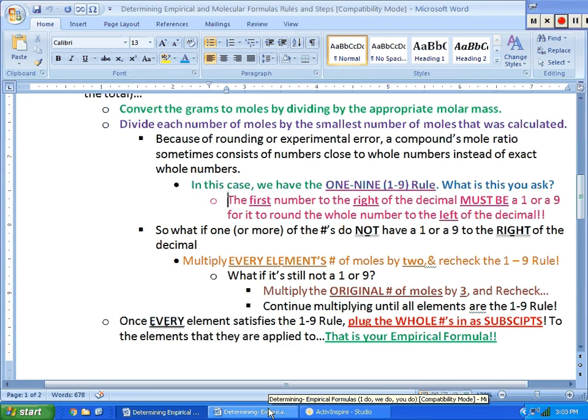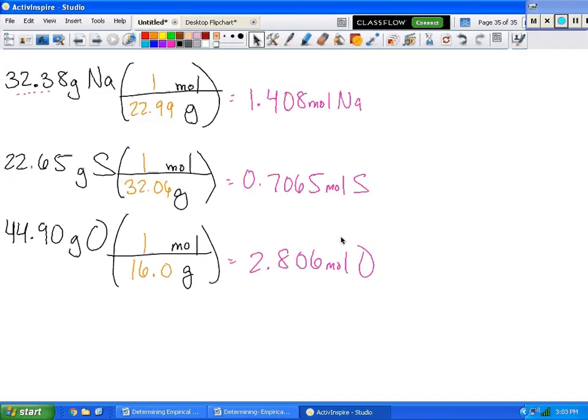This is super easy. Of the 3, which one was the smallest? Sulfur. All right. So just like we've done, we're going to take this number and we're going to divide it by the smallest. So 0.7065.